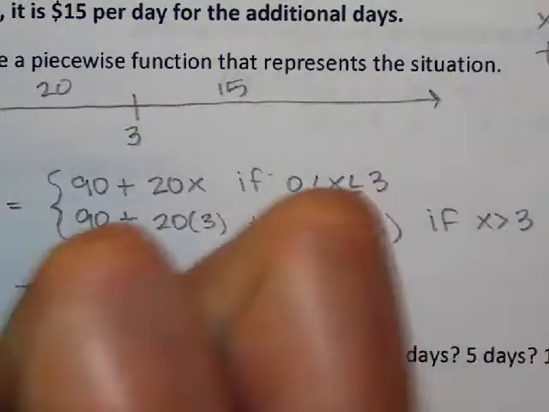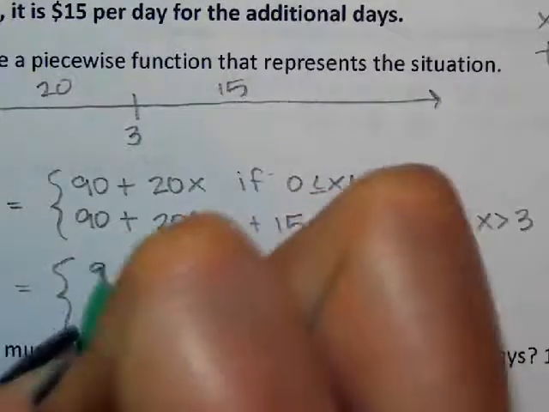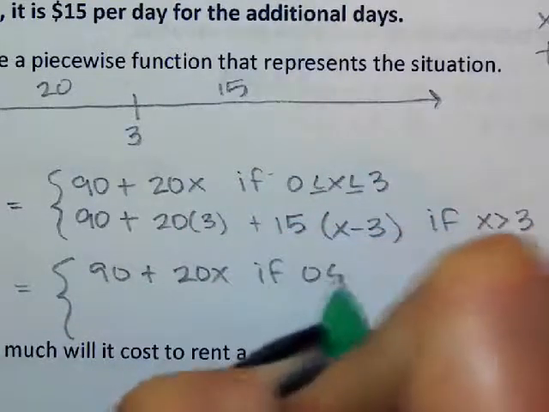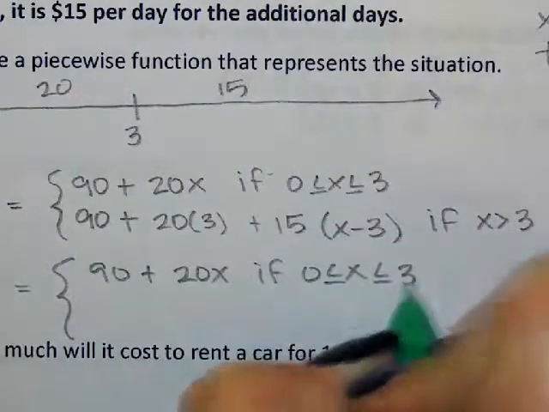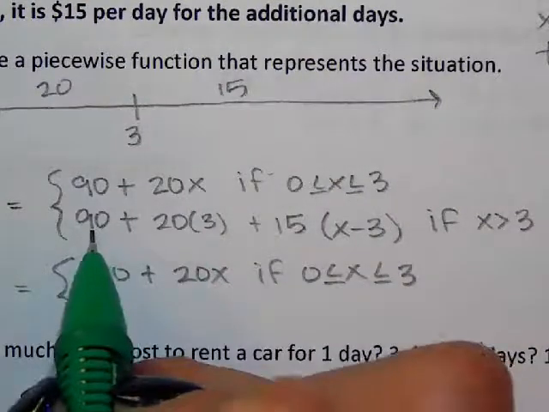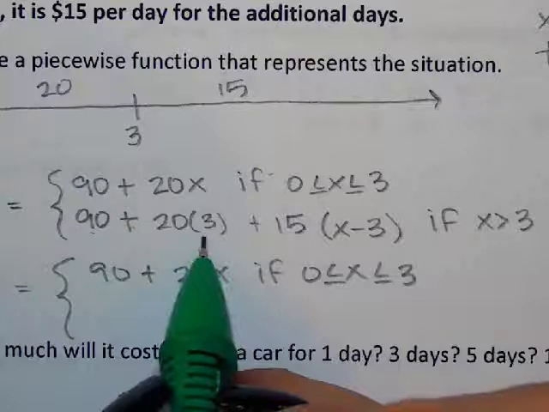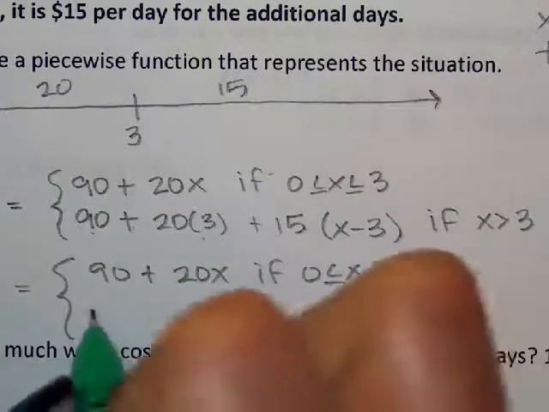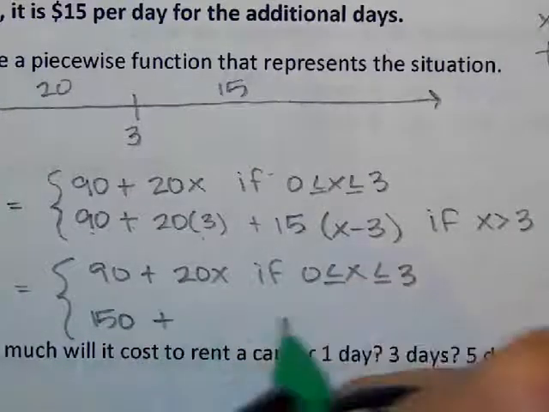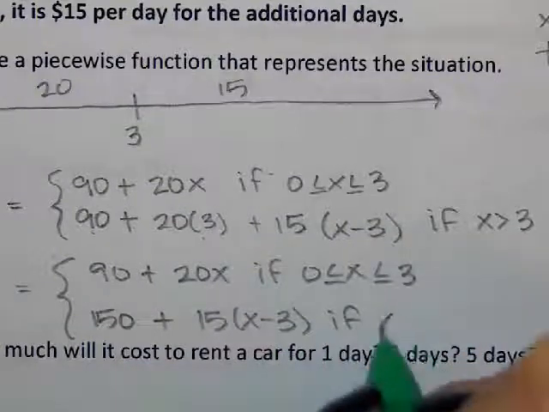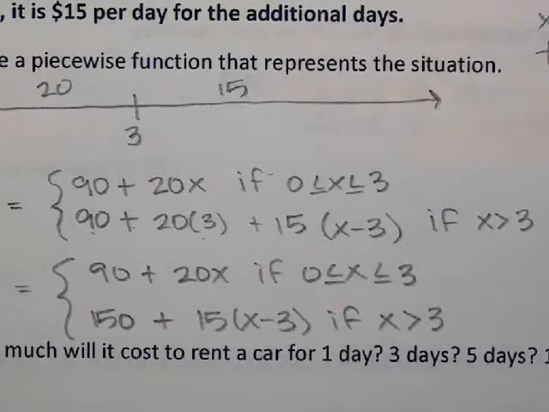So if we clean this all up, the top line is going to stay the same. Here we've got 90 plus 60. What does that give us? 150 plus 15 times x minus 3 if x is greater than 3. Okay.